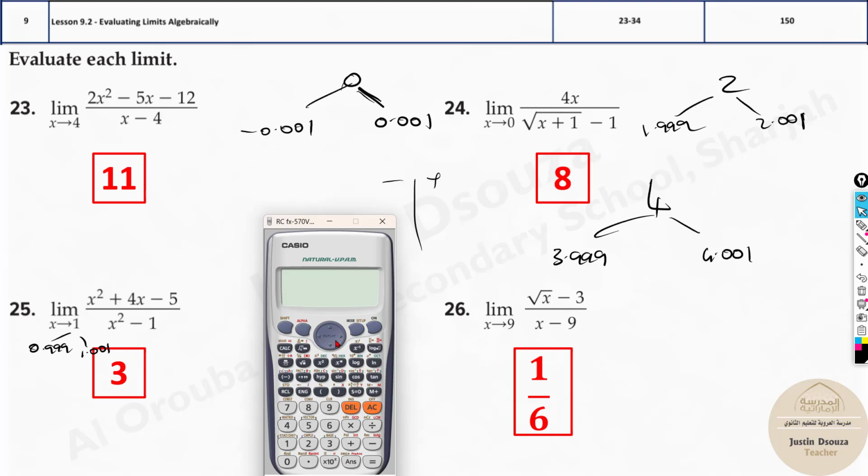It was easier. But now this one here, square root of x minus 3 divided by x minus 9, calculated at 8.999, which is very close to 9. You're getting 0.1667. That is 1 by 6. If you put 1 by 6 in the calculator and press SD, you're going to get 0.1666.